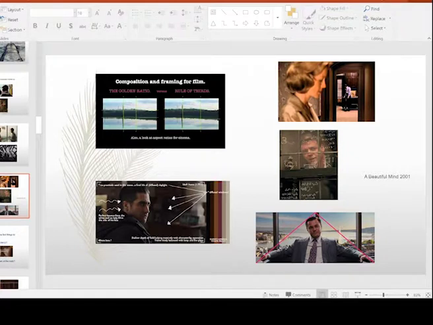Oh, okay. In A Beautiful Mind here, you see he's trapped behind a window with lots of different frames, and that represents the fact that he's trapped by his genius, like he's trapped behind it because he can't escape it. So think back to your documentaries or your films and think about how people are framed.